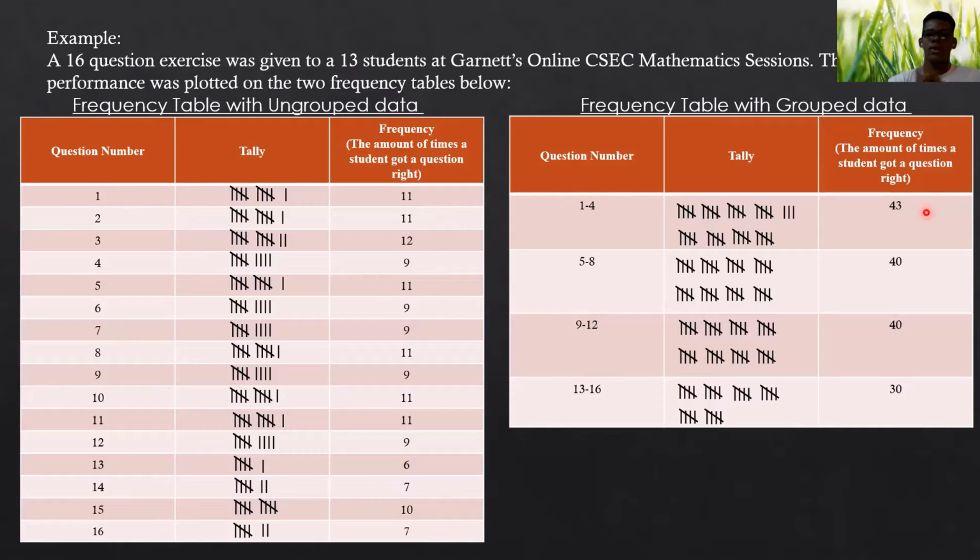And we know what frequency is. This is straightforward. What I really want to get across here is the new word for this grouped data: these are what we're calling class intervals, right? These 1 to 4, 5 to 8, 9 to 12, and 13 to 16 are what we're calling class intervals. This is what we're going to learn about today.